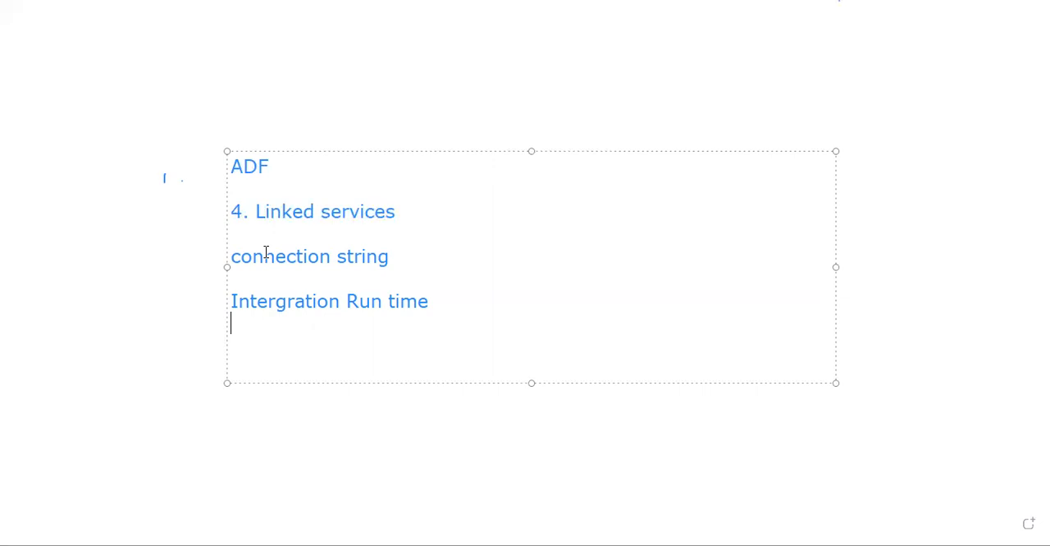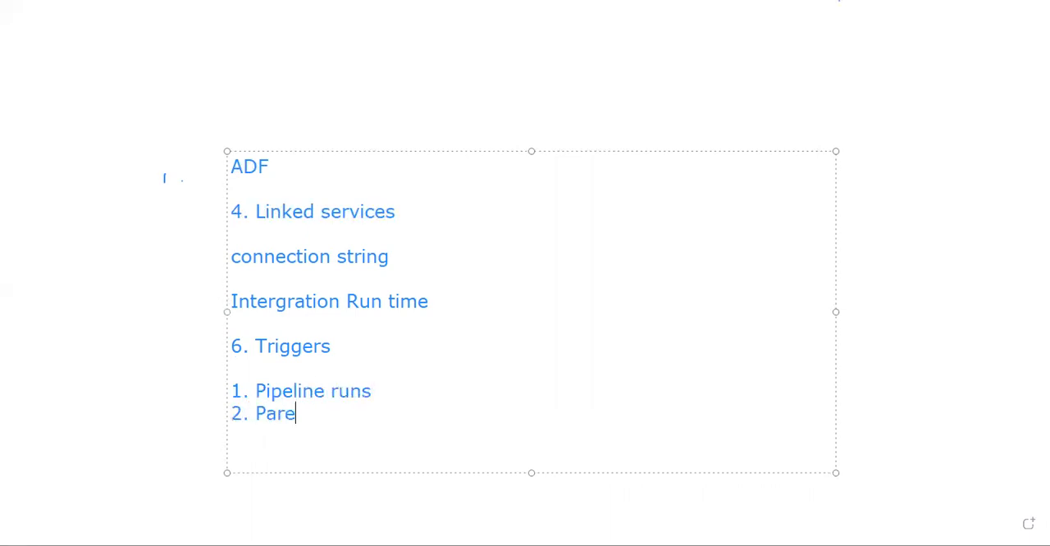Now go to triggers. So what is a trigger? Triggers represent the unit of processing that determines when a pipeline execution needs to be kicked off. There are different types of triggers for different types of events. Like pipeline runs, parameters, control flow and variables. Let's talk about them one by one. It's a simple thing. So what is a pipeline run? Pipeline runs, and second is parameters.